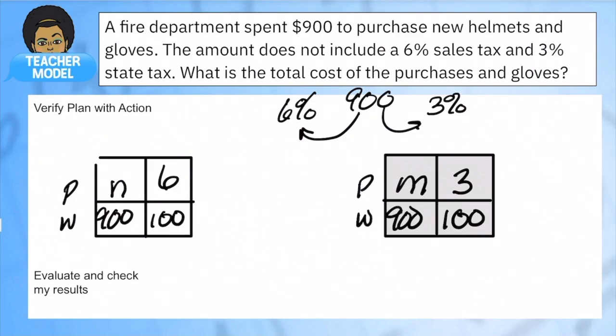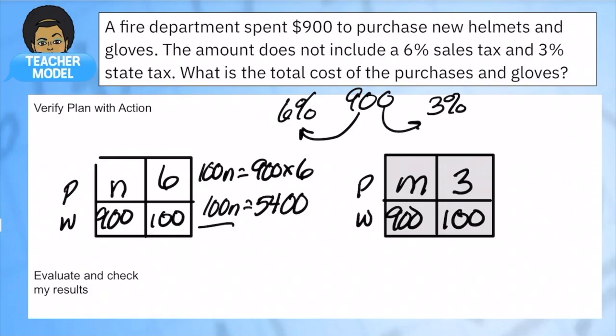Let's jump into it. 100N is equal to 900 times 6. So 100N is equal to 5,400. Because 9 times 6 is 54 plus 2 zeros. And I divide by 100. So N is just $54. Okay, so that's the 6%, $54.